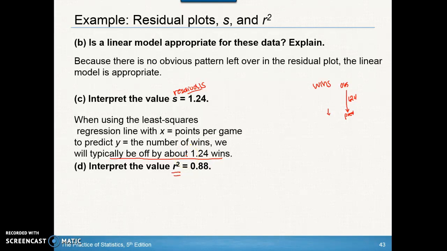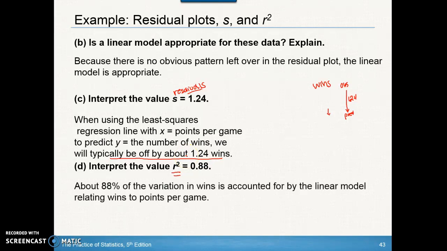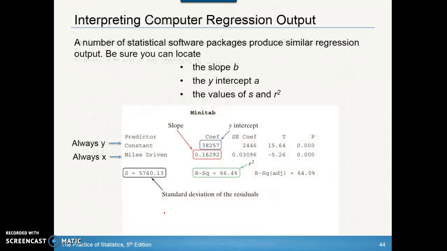Remember, that is going to tell us how much variation in the response variable is accounted for by the linear model. That's important. So 88% of the variation in wins, notice that's my response variable, is accounted for by the linear model that relates wins to points per game. So once again, we have our response variable here and our explanatory variable here. That's actually really good, 88% of the variation.